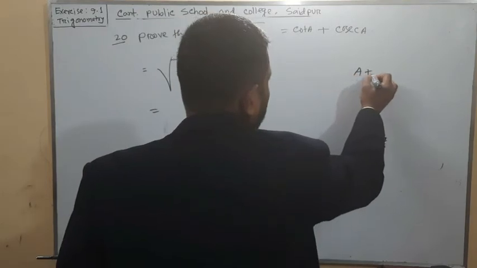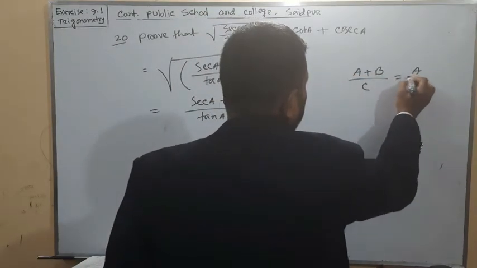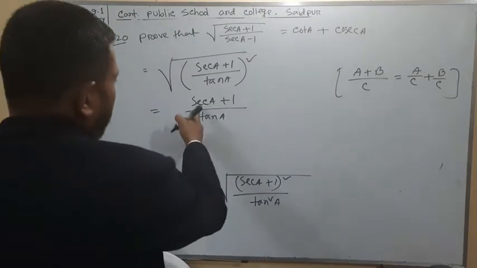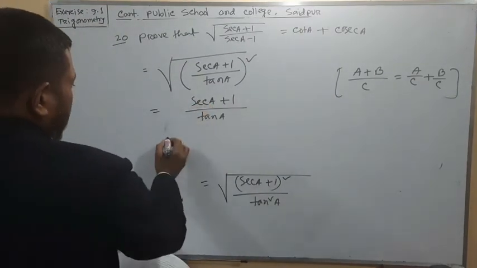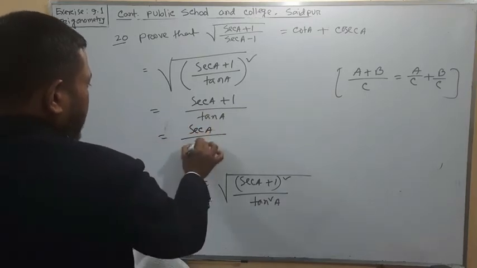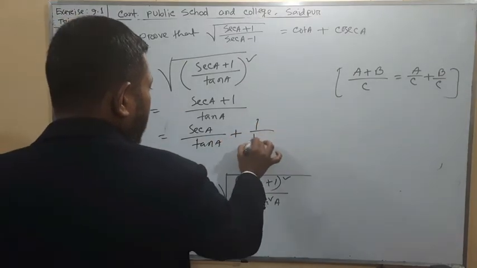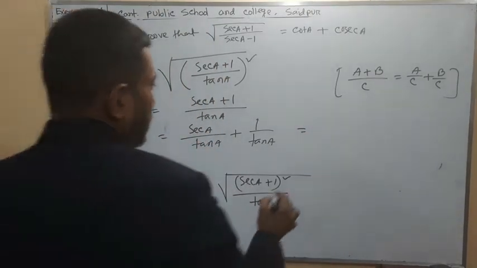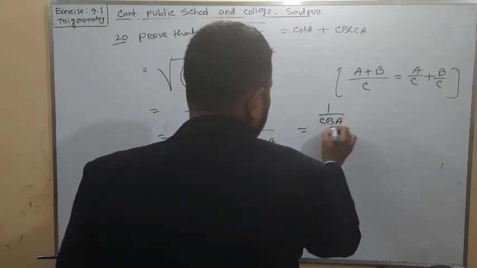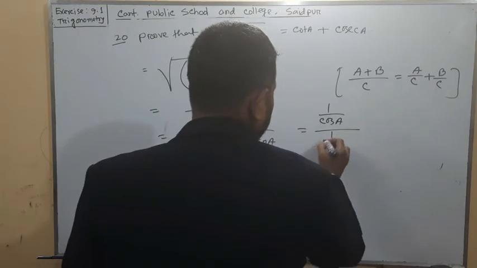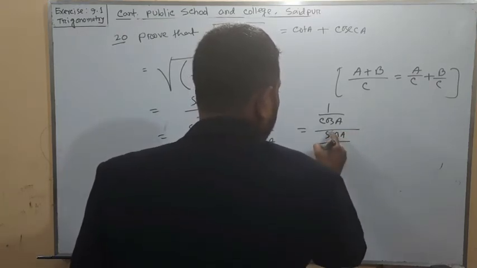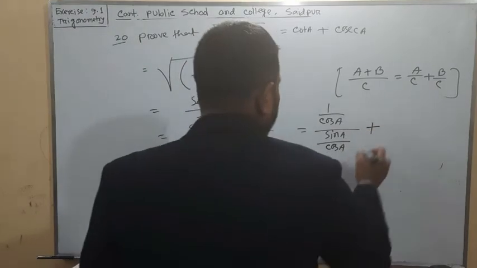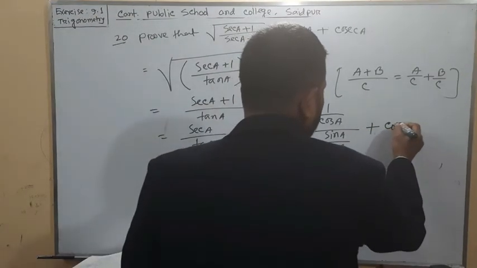Since we can write (a plus b) by c is equal to a by c plus b by c, in this way we write sec A plus 1 by tan A as sec A by tan A plus 1 by tan A. Here sec A is equal to 1 by cos A, and tan A is sin A by cos A. We know 1 by tan A is cot A.